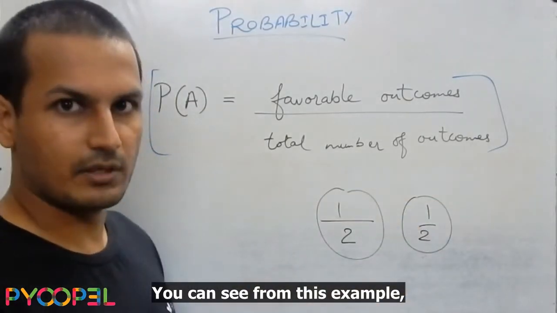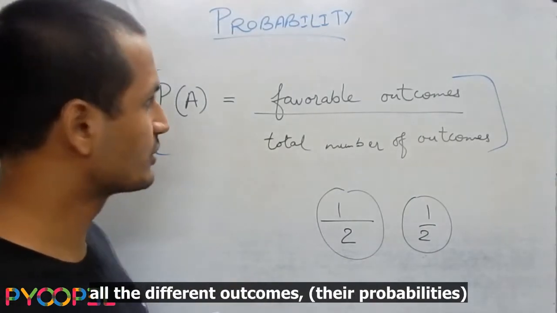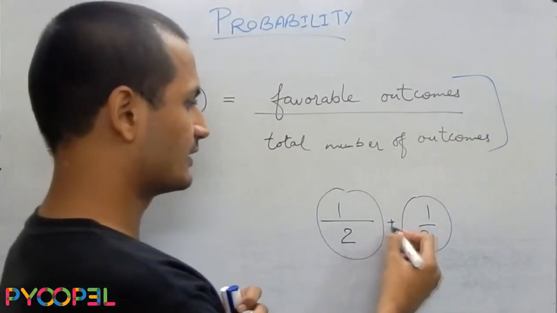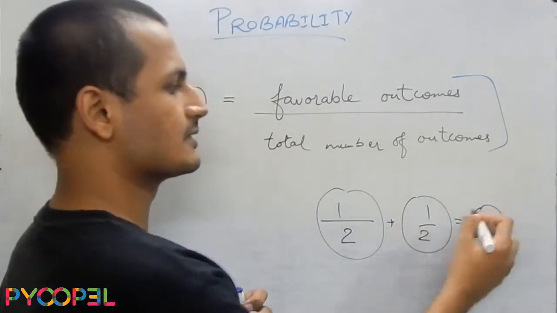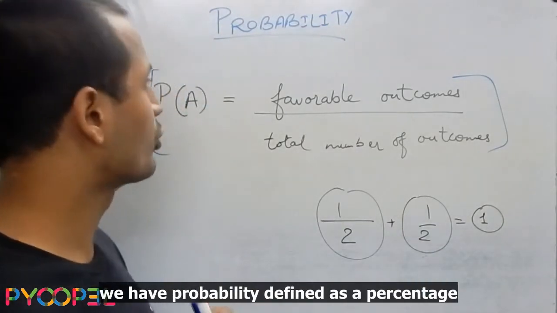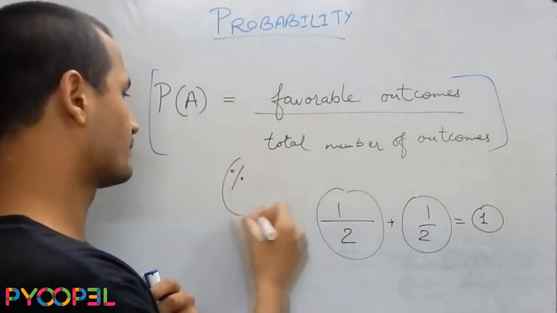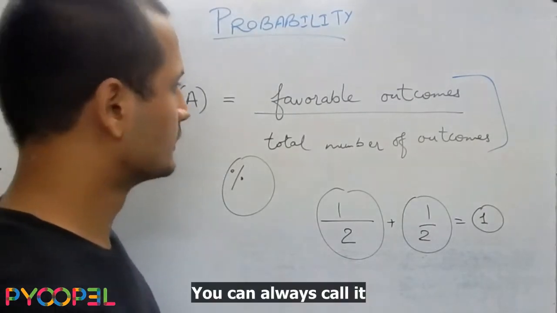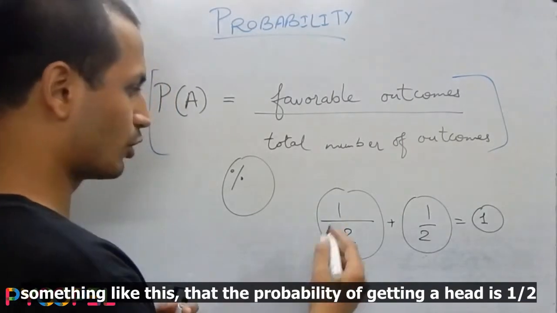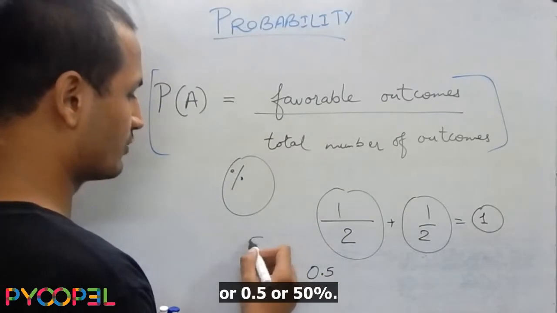You can see from this example that if we add up all the possible outcomes and their probabilities, then we'll get a 1. This is why probability can also be expressed as a percentage. You can always call it something like this: the probability of getting a head is 1/2, or 0.5, or 50%.